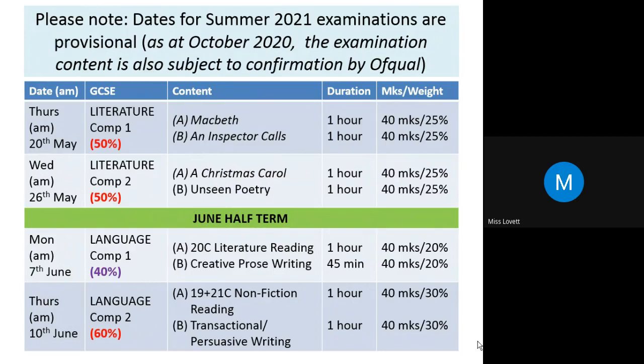Then after the June half term, they have language paper 1, which is about fiction. They've got 5 comprehension questions on a piece of fiction, and then they will write their own creative fiction. And paper 2 is 2 texts, a modern and a 19th century text. They will be asked 6 comprehension questions on those 2 texts, and then they will write their own 2 transactional non-fiction pieces of writing, such as a speech or a letter.